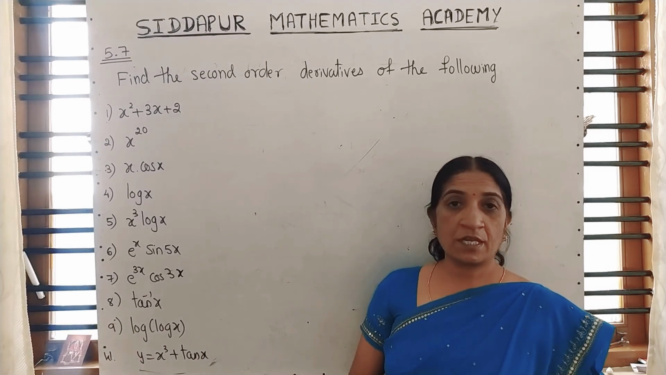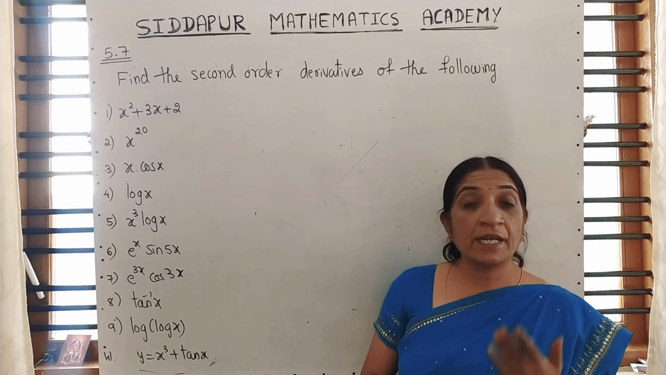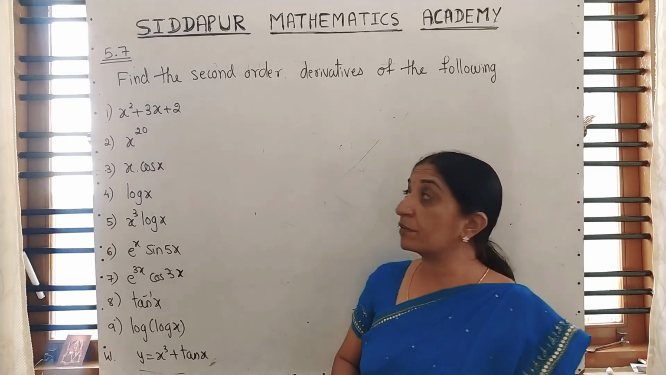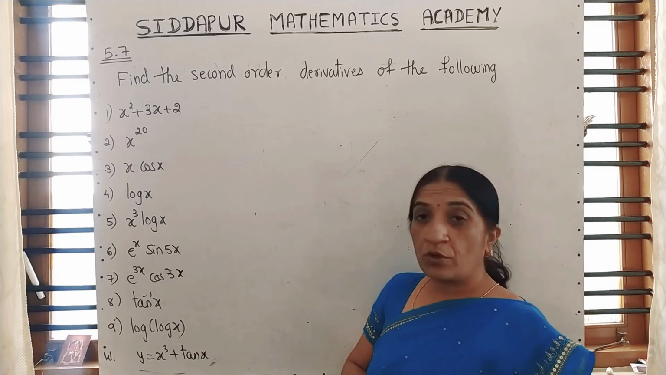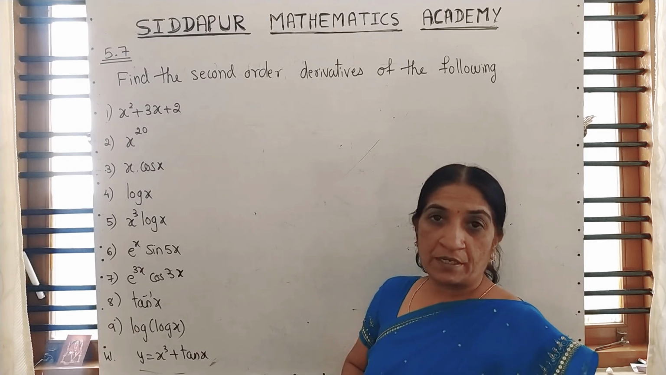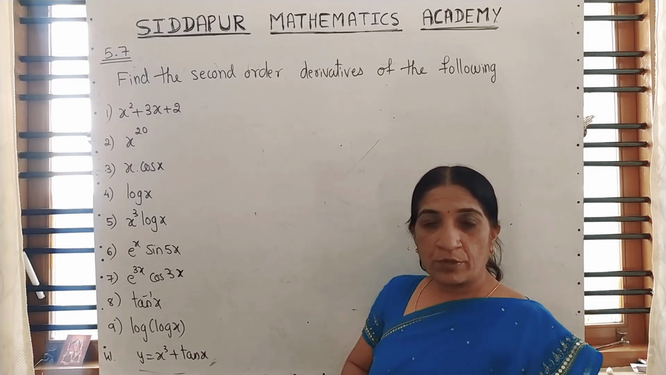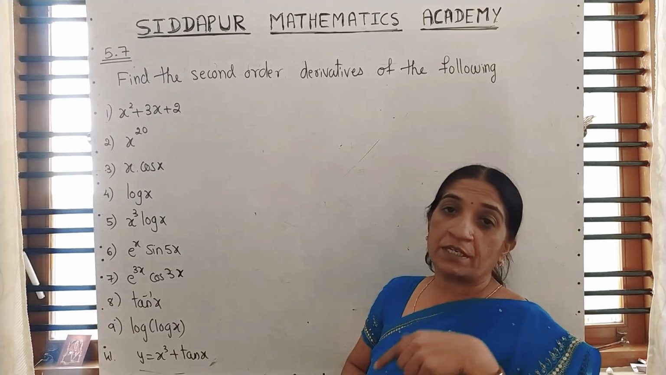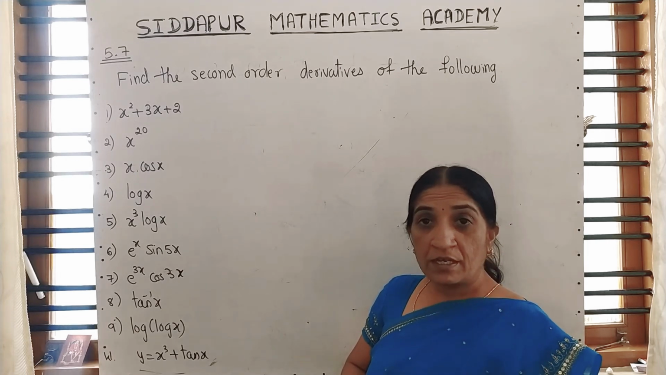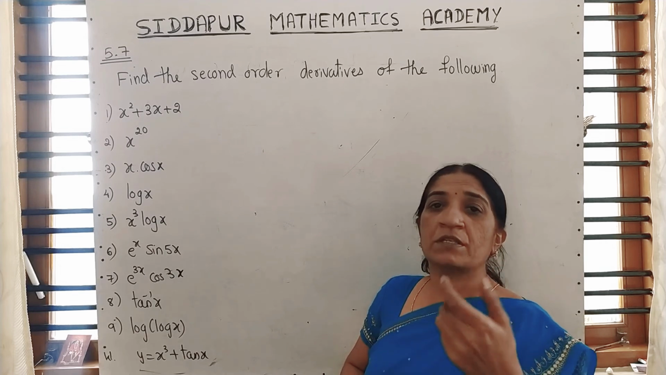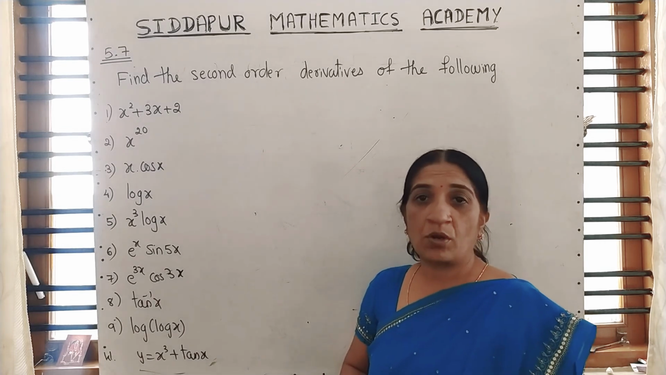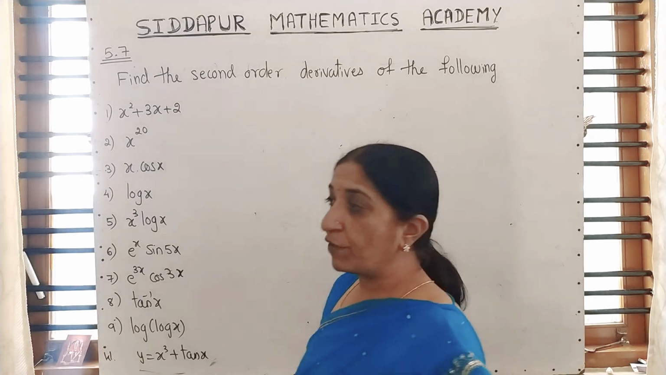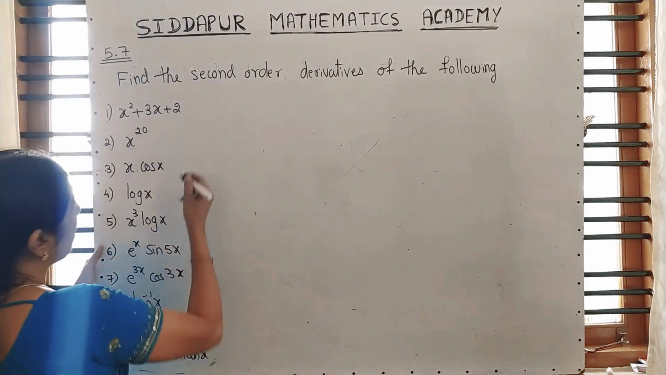In today's class, I am explaining the second order derivative examples in 5.7 from NCERT. So second order derivative, we are already familiar. Whenever the first order derivative exists, we differentiate that answer once again. If the variable is x, it is with respect to x. That second time differentiation is called the second order derivative. And you are familiar with how to denote the second order derivative.